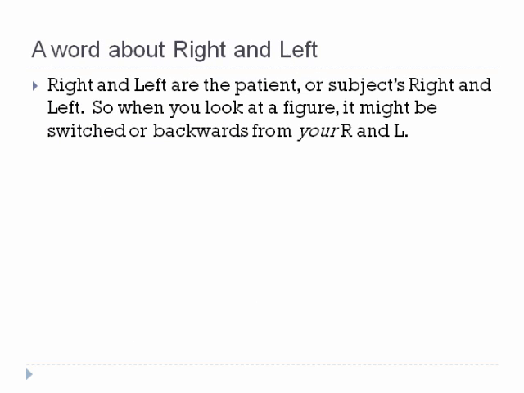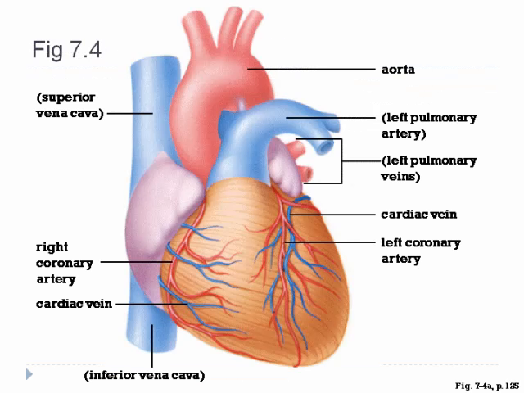Now, I want to mention quickly about right and left. When we talk about right and left, we refer to the subject or the patient or the model or the figure's anatomy, not your right and left. So when you look at these figures, it might be switched from your right and left because we're talking about the right and left side of this heart, the right and left side of this person, the right and left side of this structure. So please don't let that be confusing for you.